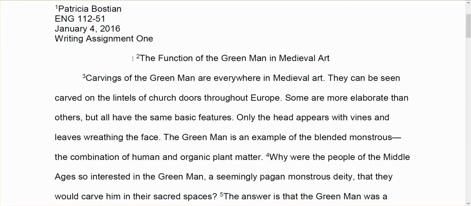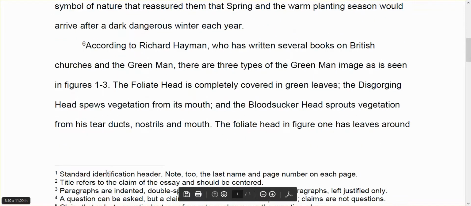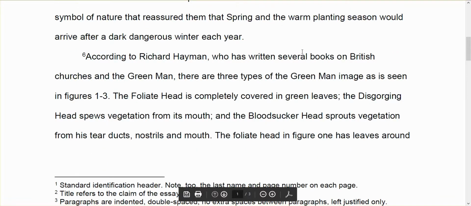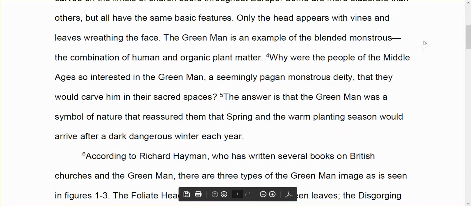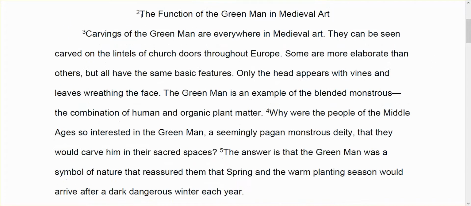And I have the notes, the footnotes, for these. You can go down to the bottom of the page and see all these if you need to know again later on as you're looking at the document. So my title is The Function of the Green Man in Medieval Art. The kind of monster I've selected is called the Green Man. And my argument is going to be what I think the function of the Green Man is.